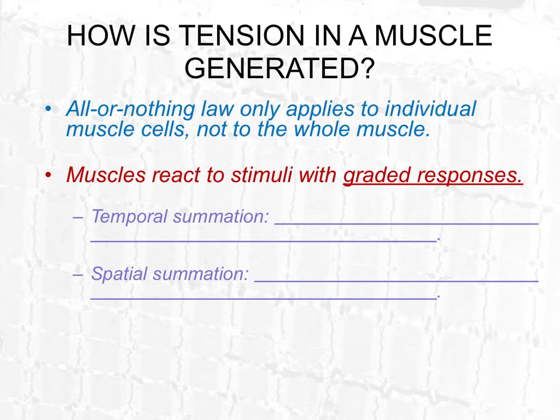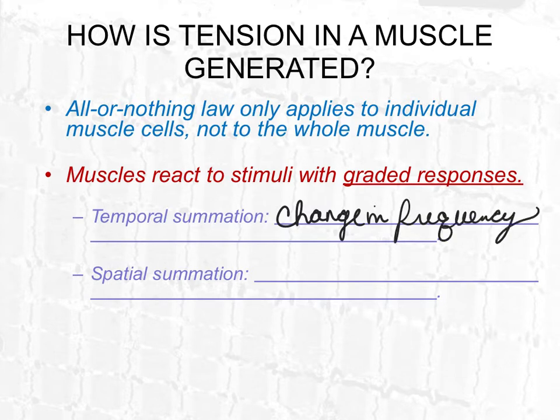So that can happen in two different ways. It can happen temporally, which means in time, or it can happen spatially, in space. So temporal summation means that the frequency is changing. So instead of a big break in between the muscle stimulation, it's being stimulated more frequently and faster and faster. And you'll see a graph of this in just a second that I think will make that a little more clear for the temporal summation.